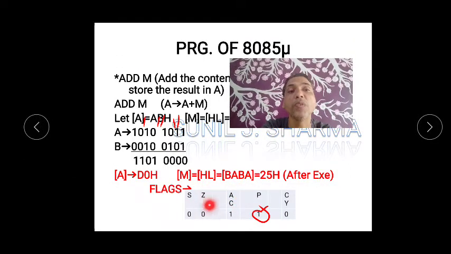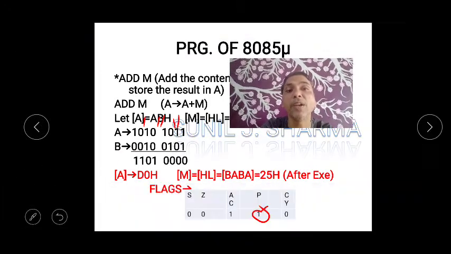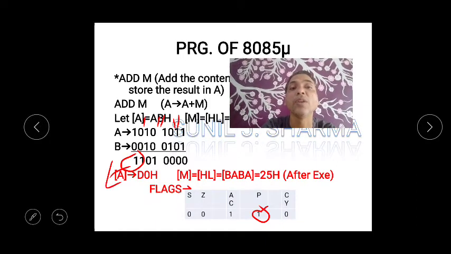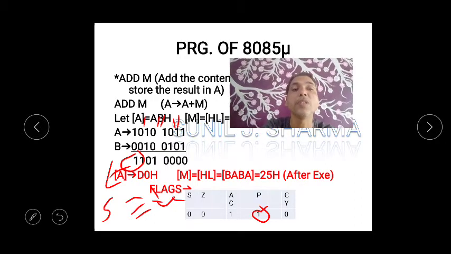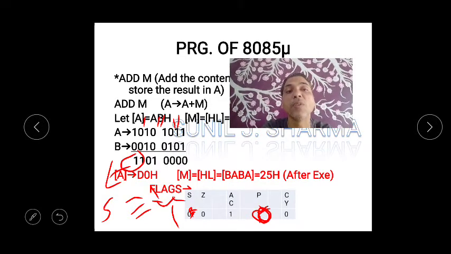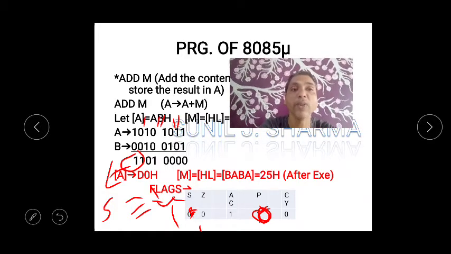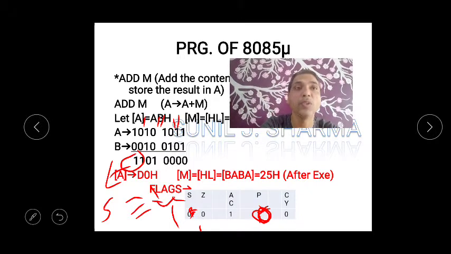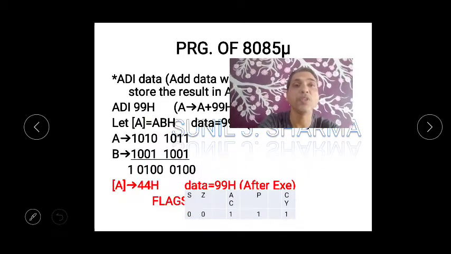Zero flag is also reset, but again this is wrong, because for the sign flag you have to check the 8th bit. If the 8th bit is 1, your sign flag should be 1, and that indicates it is negative. So here also this has to be 1. So there were mistakes: here this has to be 0, the sign flag has to be 1, and the auxiliary carry flag is also set to 1. If you don't write all this, you will lose the marks. So we'll go with the next instruction.